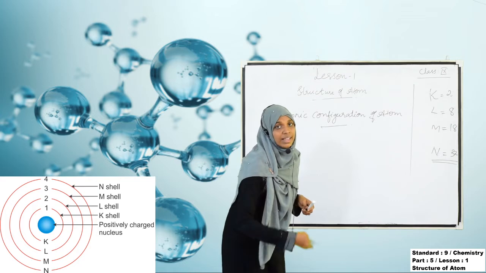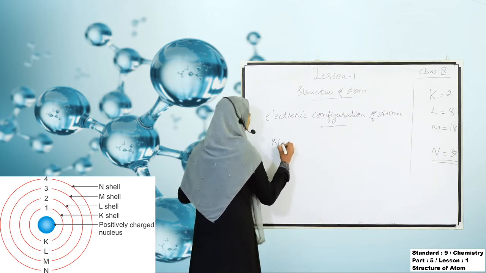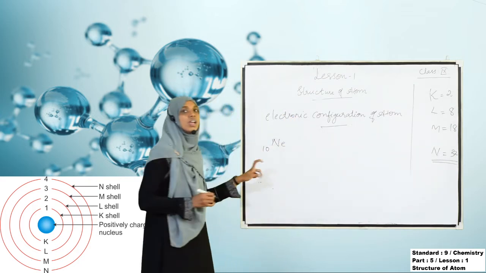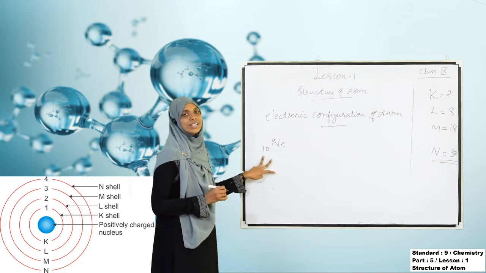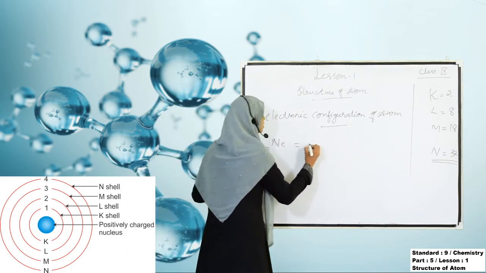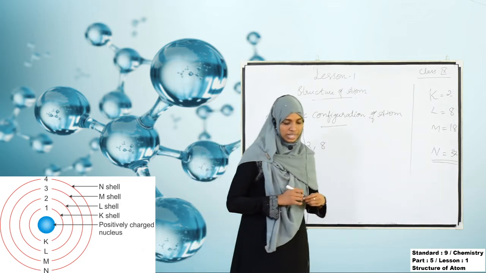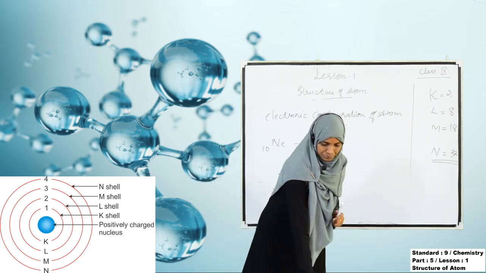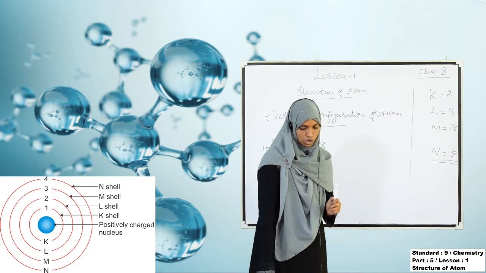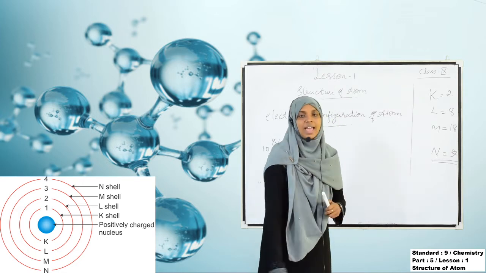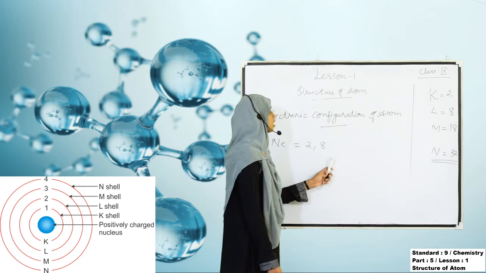Then we can write the electronic configuration of neon. How can we write it? The atomic number of neon is 10. We can write 2, 8. So the electronic configuration of neon is 2, 8.